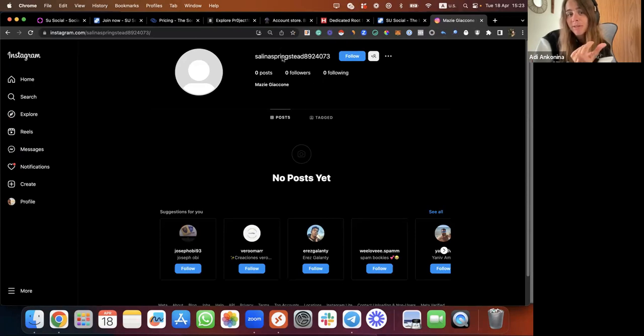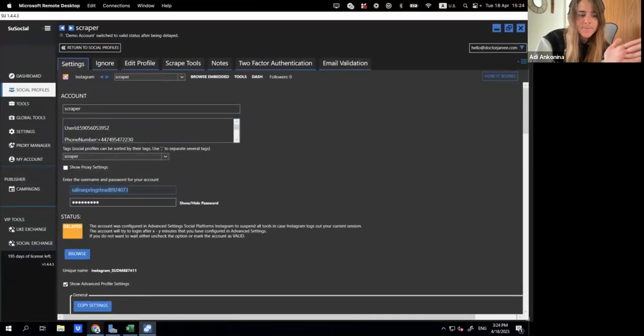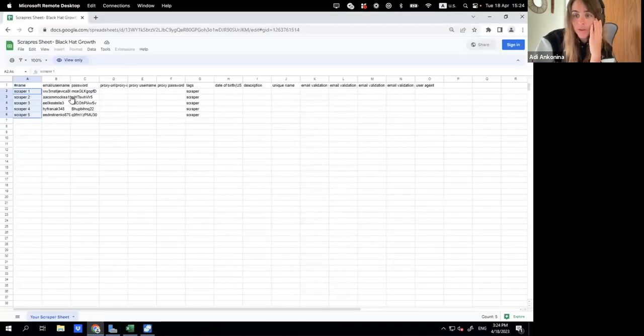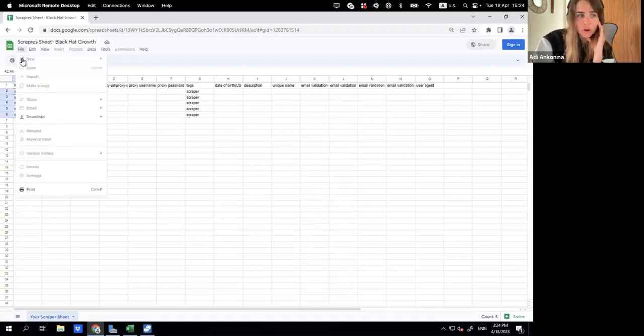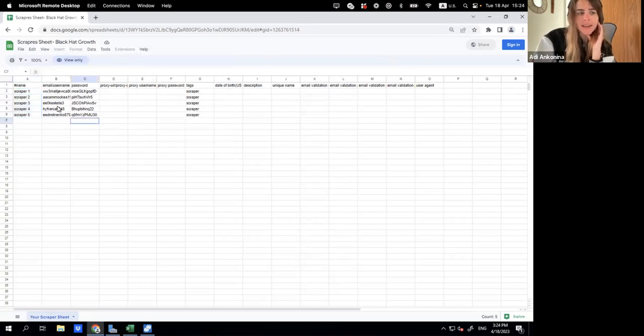And just to show you how the scrapers look like, as you can see over here, it's just a blank account, no followers, no following anything. That's why you don't care about it, and even if it gets disabled, it's okay. So as you can see over here, this is the Google Sheet. You can just copy and paste, duplicate it. Then you can paste the usernames and the passwords of the scrapers you have, and then add the tag of the scraper, don't forget that.